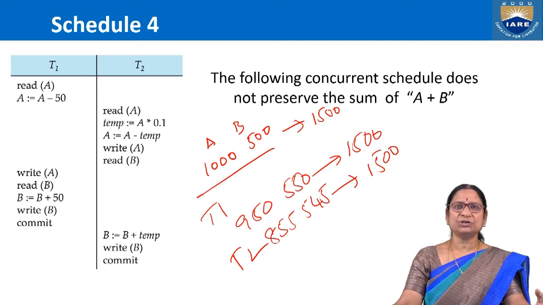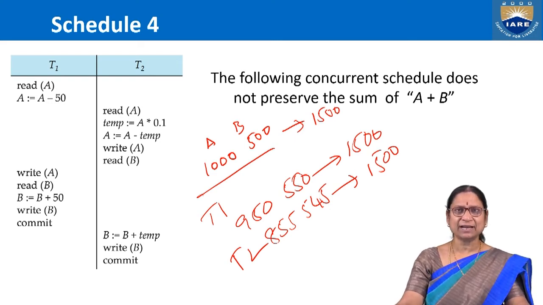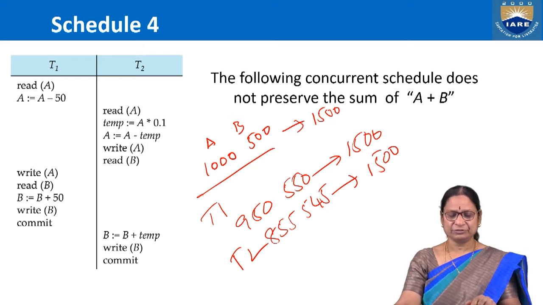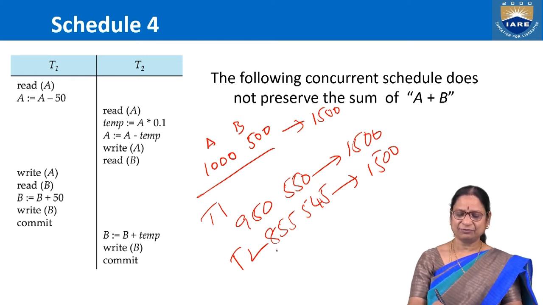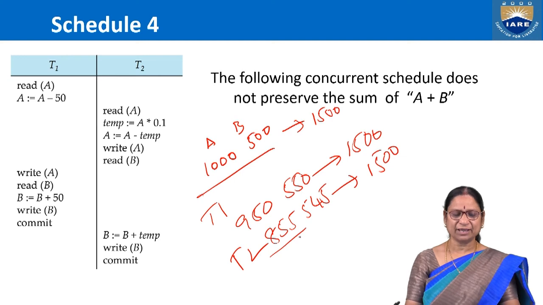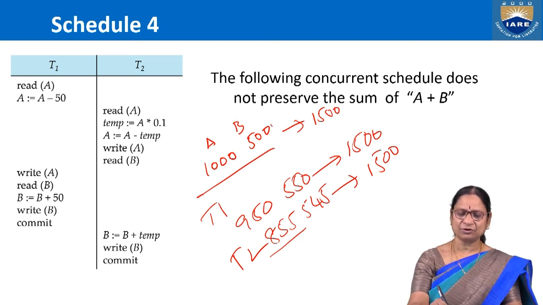So in any schedule, if after completion of the two transactions the sum of A and B is equal to 1500, yours is equivalent to a serial schedule. But in this current schedule, you observe we are reading A, which is 950, then the percentage is calculated on 950 and subtracted, so it becomes 855. And we are writing A, then we are reading B. Writing A means A will be 855, it's okay. But we are reading B, and by that time, what is the B value? 500 only.